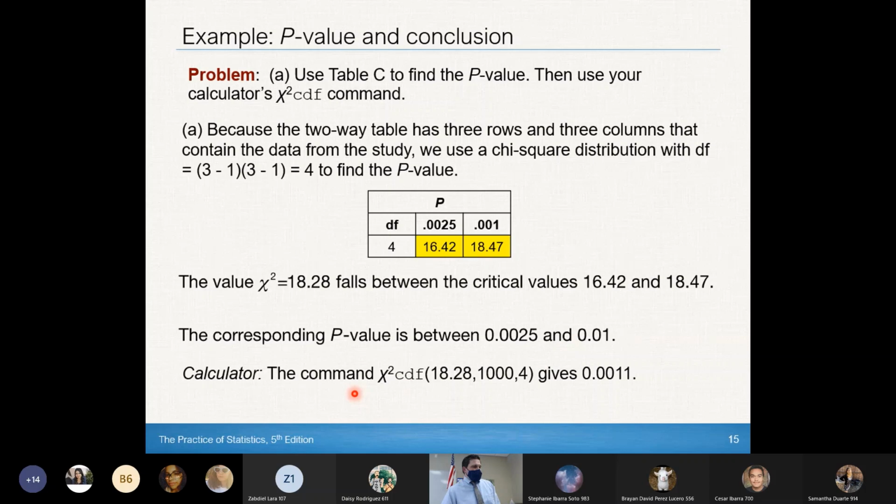Using the calculator, we have the command chi-squared CDF. Right, and then we put in the chi-squared statistic value as the lower bound. The upper bound is just a big old number, 1,000 in this case, because remember our chi-square distributions basically just test for the proportion under the curve greater than a certain value. So it's always just going to be greater than. So we just do 1,000 up there, and then degrees of freedom equaling 4. And this gives 0.0011.